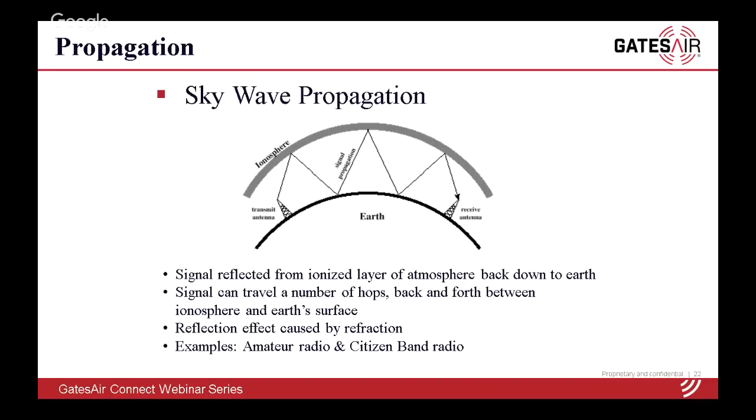We look at sky wave propagation. The signals are reflected from the ionized layer of the atmosphere back down to Earth. Signals can travel a number of hops back and forth between the ionosphere and the Earth's surface. So the reflections are caused by refraction. Examples are amateur radio and citizens band radio.